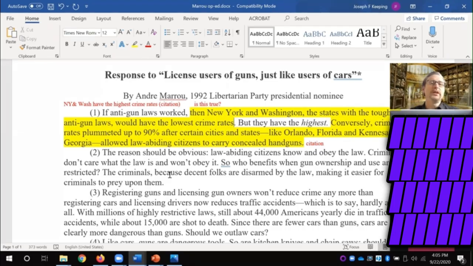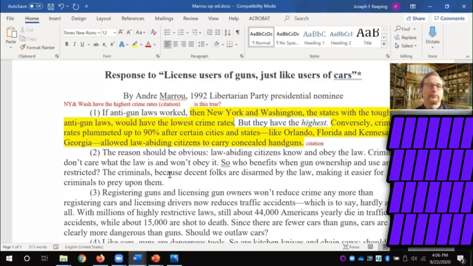Could it be misleading? New York and Washington, the states with the toughest anti-gun laws, would have the lowest crime rates. So you would think that the inference you make from that would be, oh, well, I guess tough anti-gun laws don't stop crimes from happening, so I guess they don't work. But if you made that inference, your reasoning would be flawed. Anybody want to tell me why? I was going to say that there could be other causations for that. Like there could be other reasons why that's true. Good, yes.